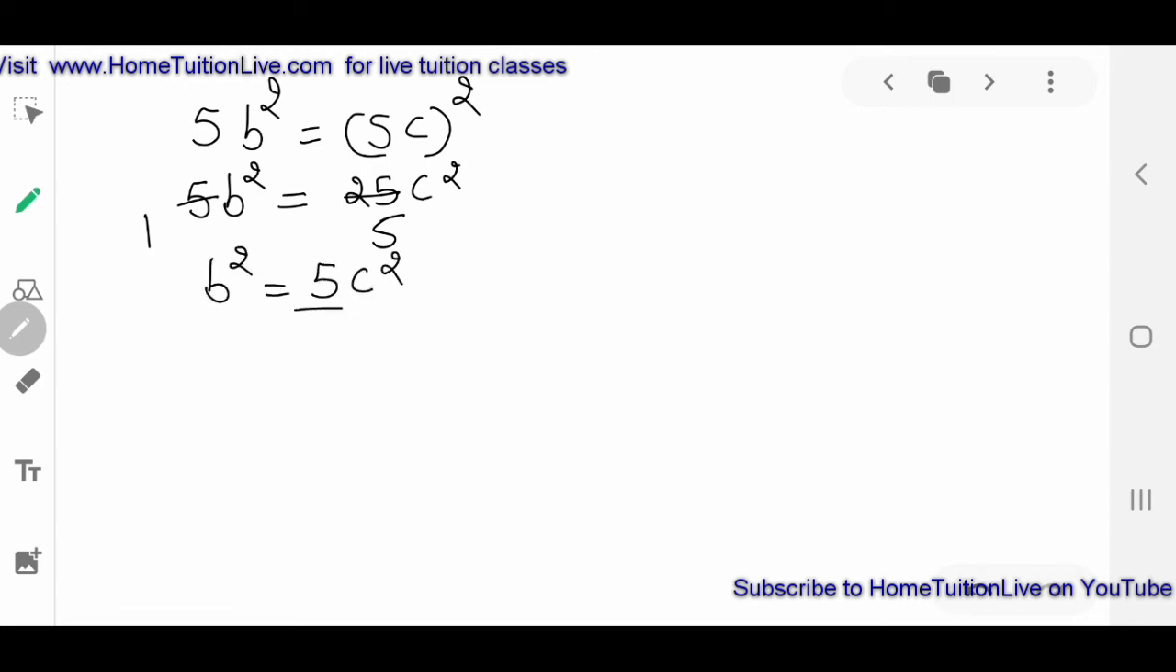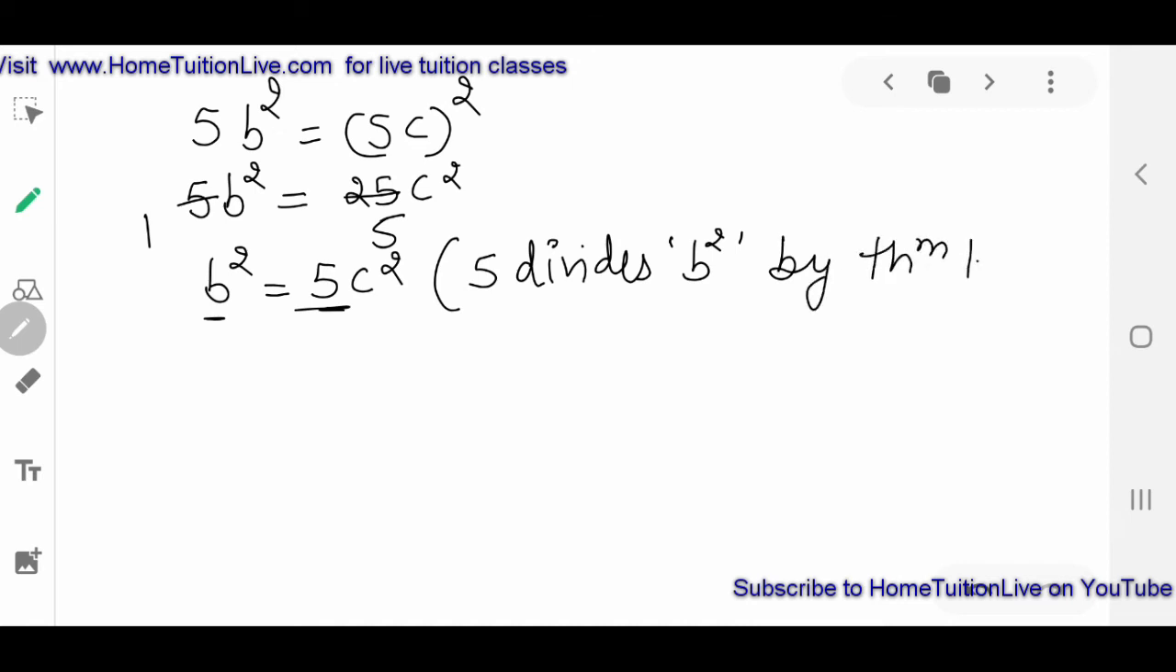Now from this equation you can say 5 divides b square. So by theorem 1.3, 5 divides b. You can say that 5 is a factor of b.